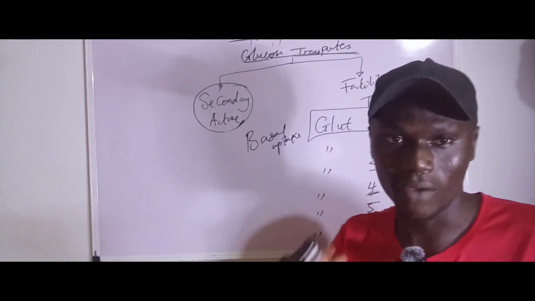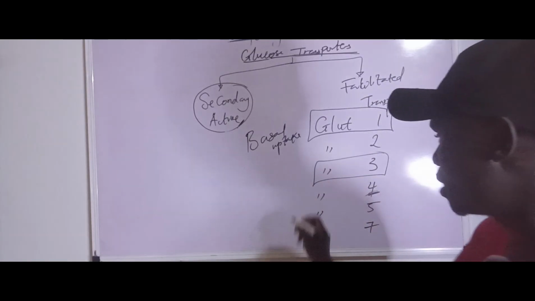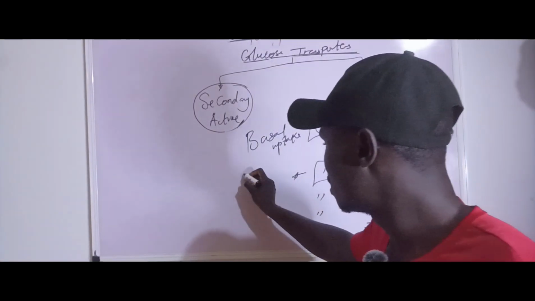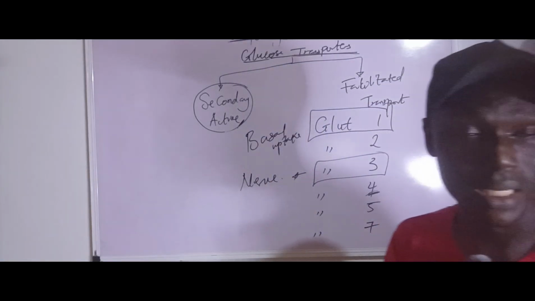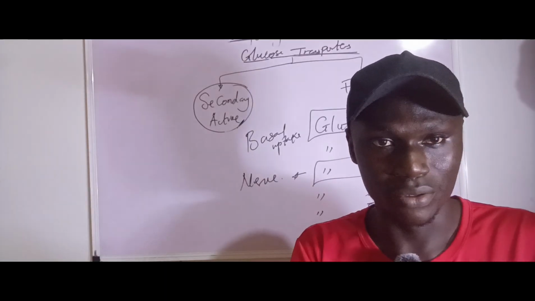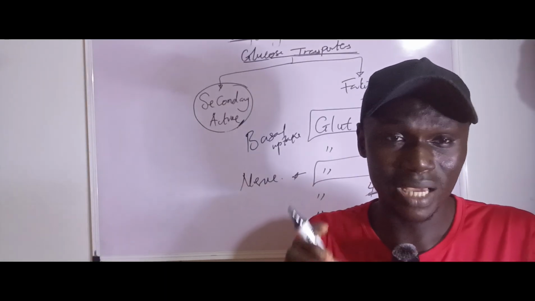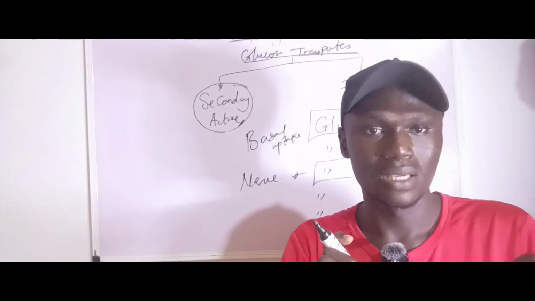All cells have GLUT1. Now, come to GLUT3. GLUT3 is found mainly in nerve cells, in neurons. That's where you see GLUT3. It is also for the basal uptake of glucose, just that it is more concentrated in the neurons. Is that clear?